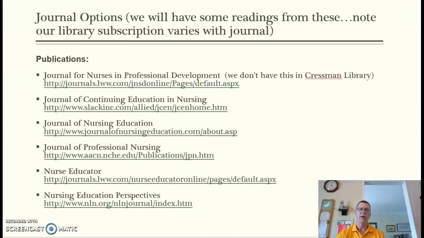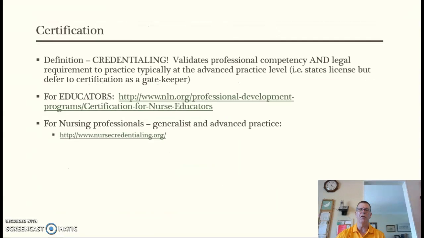Our library does not have or support the Journal for Nurses in Professional Development out of ANPD, but it does support all the other nursing journals on this page. So take a look. These are things that we're going to access during the course.